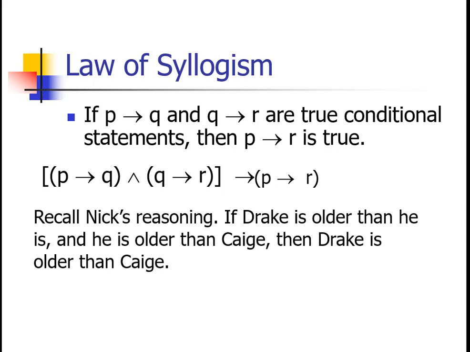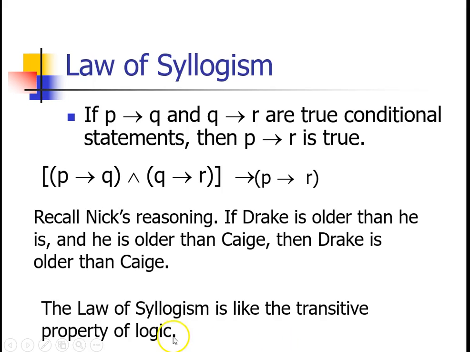Sometimes we refer to the law of syllogism, or at least I do, as the transitive property of logic. Remember the transitive property. If A equals B and B equals C, then A equals C. And so this is much like that. B was the linking item in the transitive property.